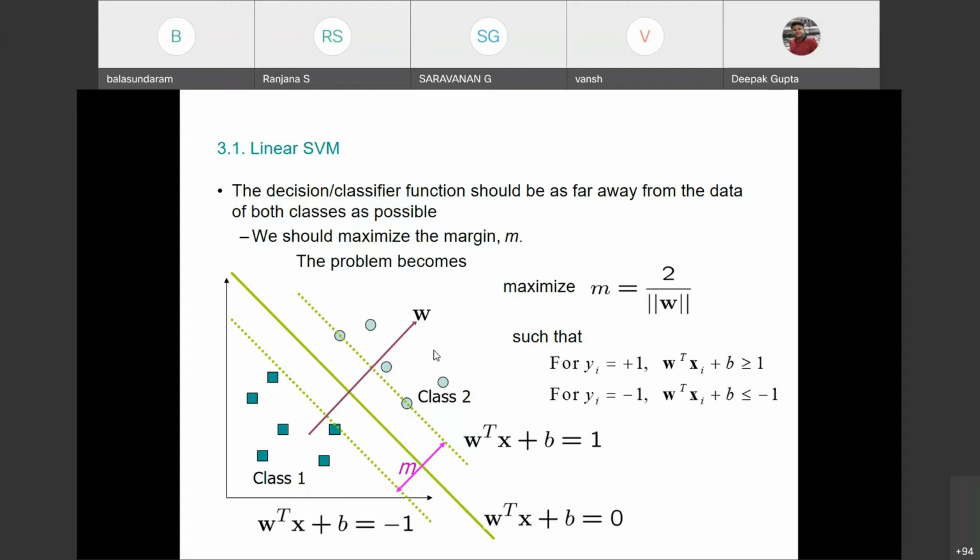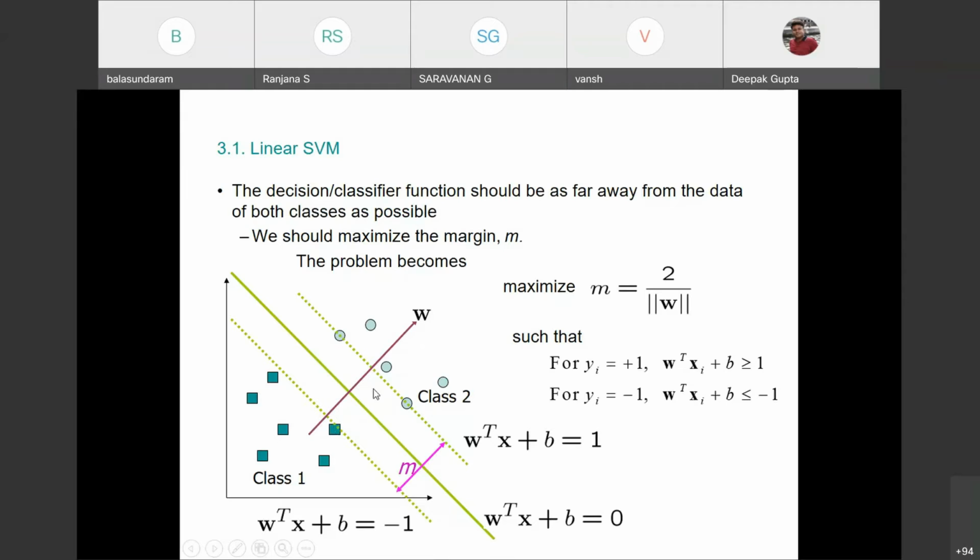So these particular points are called support vectors. That is, the circle points which are lying on the parallel plane W transpose X plus B equal to 1. How many are there? There are two circle points lying there, so these two points are called support vectors. In addition, a square point which is lying on the other parallel plane W transpose X plus B equal to minus 1 is also a support vector.